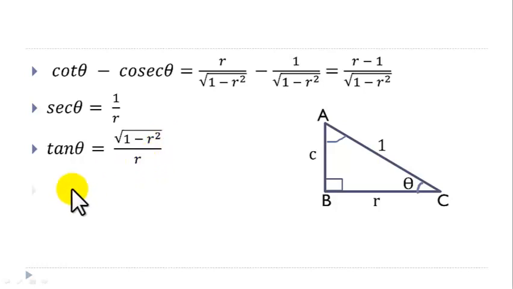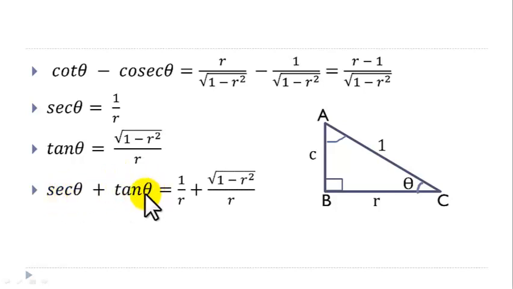So therefore, the expression for sec theta plus tan theta is equal to 1 all over r plus the square root of 1 minus r squared divided by r. The LCM here is r, so this will give us 1 plus the square root of 1 minus r squared all over r.